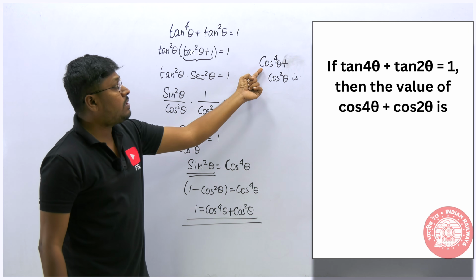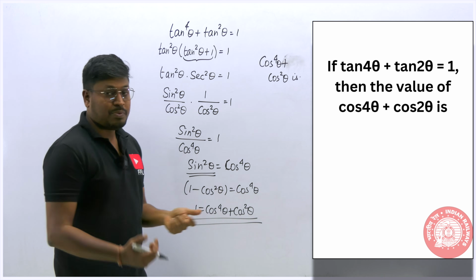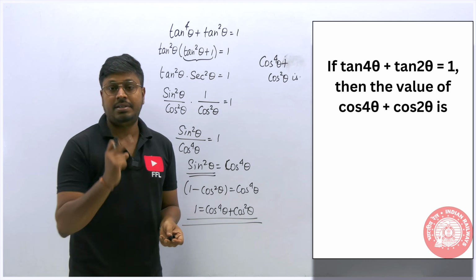So now our target is to get what is cos power 4 theta plus cos square theta, which is equal to 1. So the answer for the trigonometry question is 1.